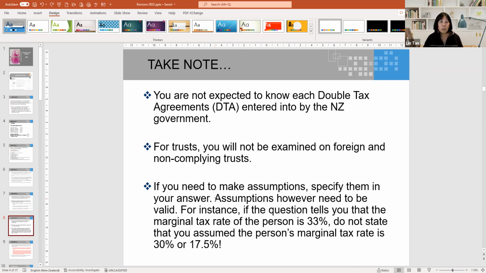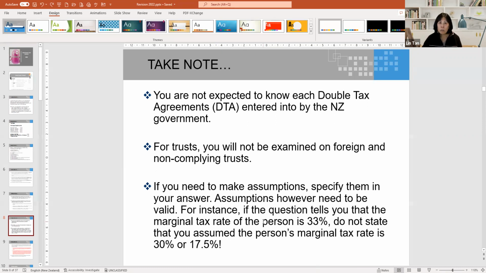So if you need to make some assumptions, you have to specify your assumptions, right? Don't just assume without stating why you dealt with it in that sort of way. If you make assumptions, make sure you state them in your answer, and the assumptions have to be valid assumptions, right? It cannot be just assuming anything you like, because if you were to make any assumptions, it would change the answer totally for sure.